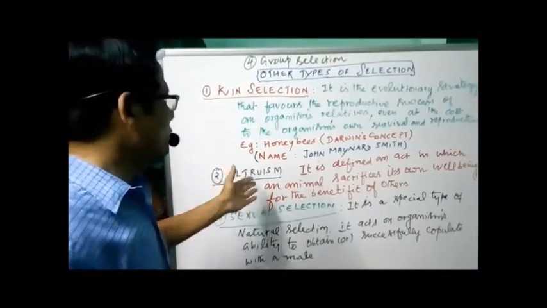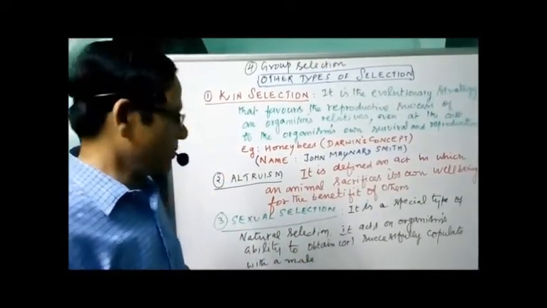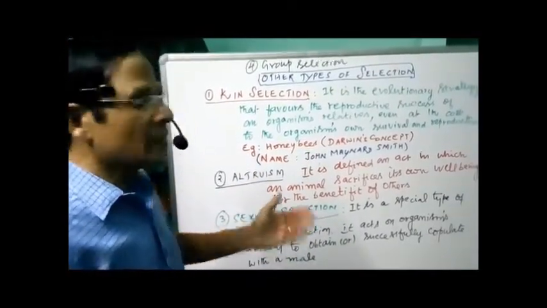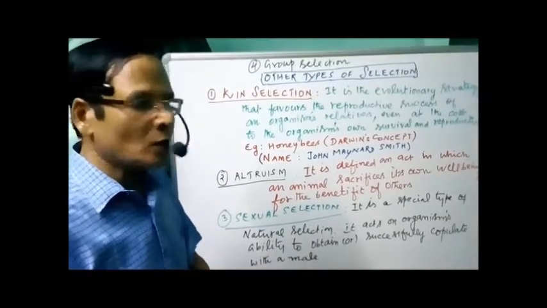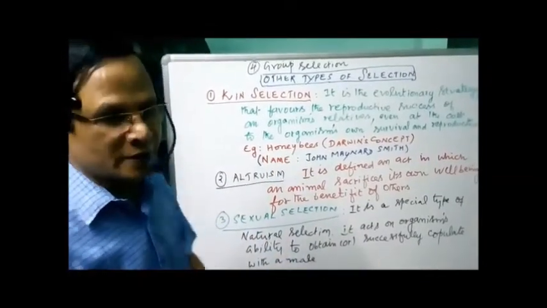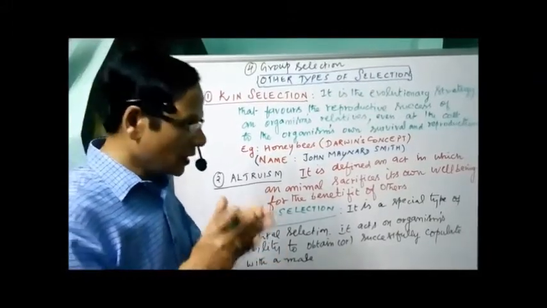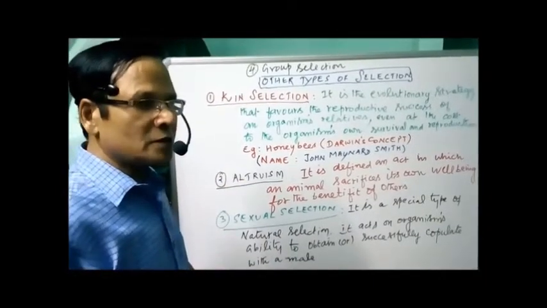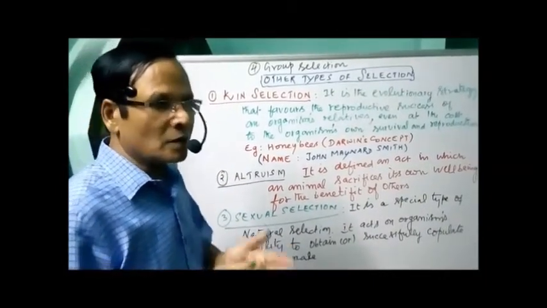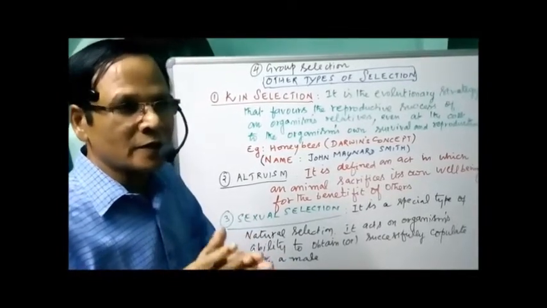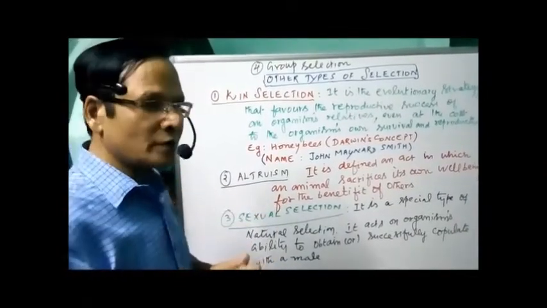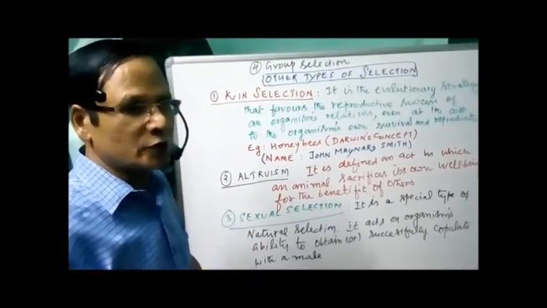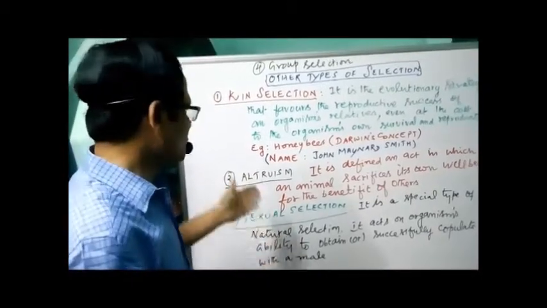Now another one, altruism. It is also another method. It is defined as an act of an animal in which an animal sacrifices its own well-being for the benefit of others. That is called altruism. You can see this in the case of dolphins. Dolphins normally help other animals when there is a need. This is also related to selection; selection helps certain individuals through altruism.